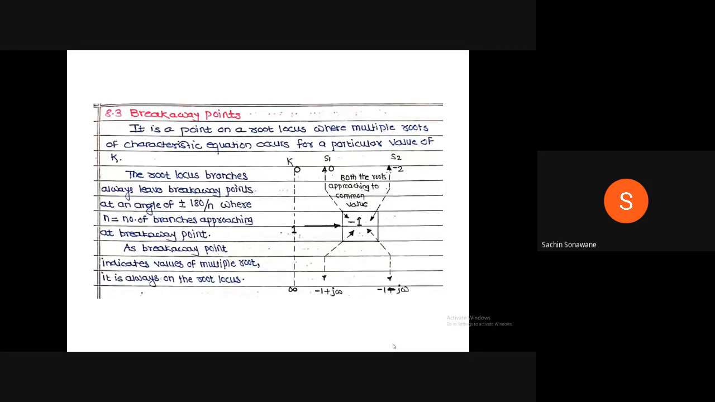Now breakaway point. It is a point on a root locus where multiple roots of the characteristic equation occur for a particular value of K. The root locus branches. Branch means leaves. Always remember, branch means to start from that point or to leave that point. We know in a tree different branches are there. Now how are those branches formed?